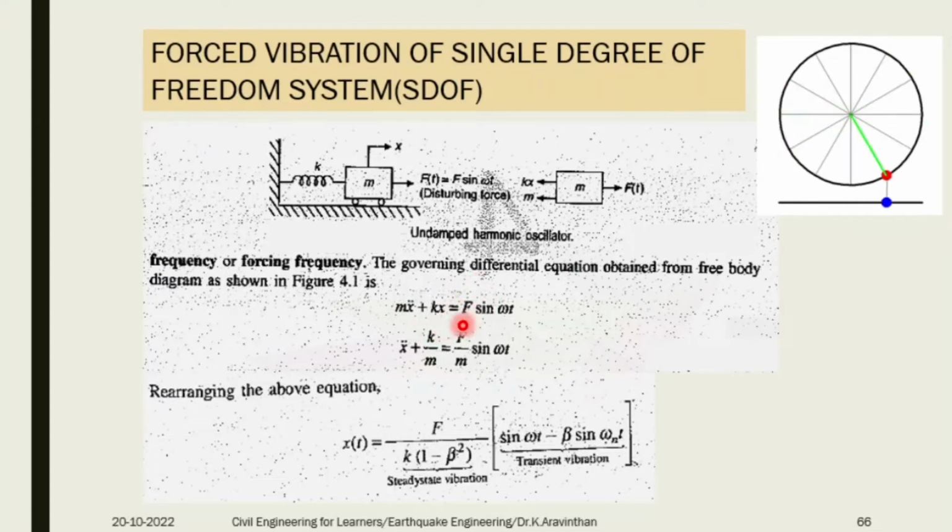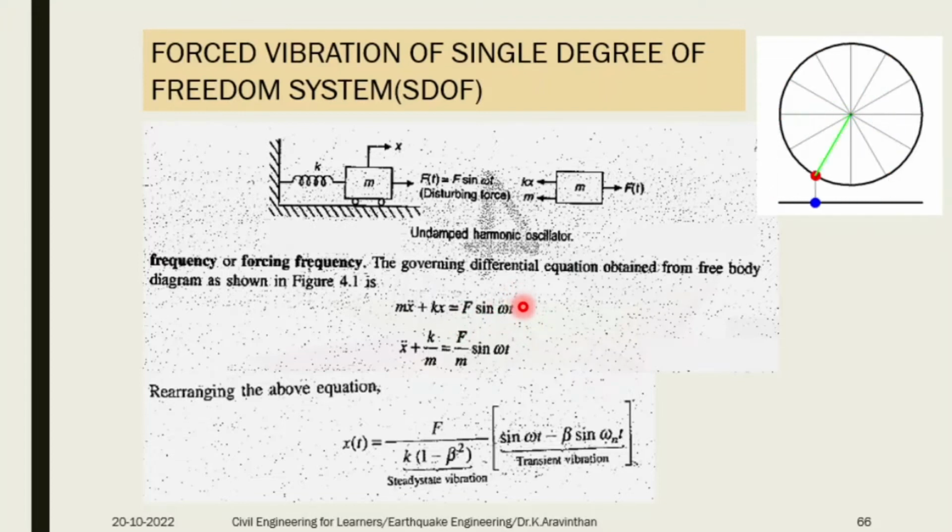What do you mean by F here? Force. And omega: do you know omega is known as frequency? If omega n is given, what do you mean by that? Natural frequency. There are two differences. Omega n is natural frequency, and omega is frequency. These are the two differences. Okay. T is known as what? Time.